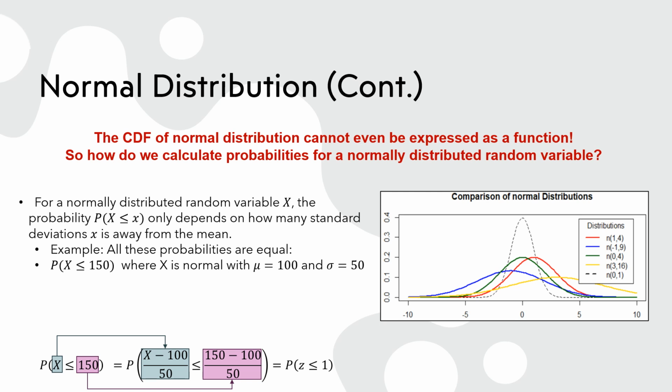Similarly, for random variable y, following a normal distribution with a mean of 8 and standard deviation of 2, the probability of y being less than 10 is the same as the probability of z being less than 1. This is happening because in both cases, the threshold is 1 standard deviation above the mean.